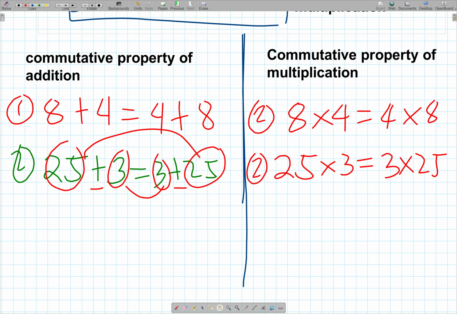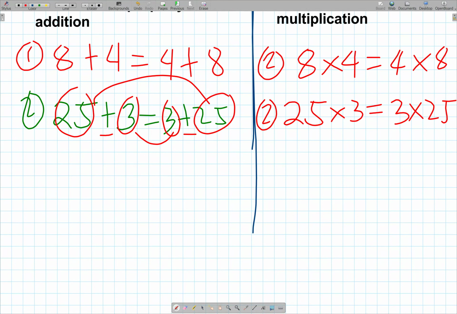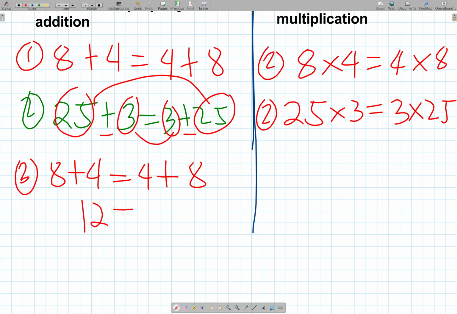O kung isosolve natin yan, di ba? Example number 1, let's say, 8 plus 4 equals 4 plus 8. Anong tawag sa property na to? Commutative. Ang tawag sa property na to is commutative property of addition. Diba? So, kung i-simplify natin, 8 plus 4 is 12, di ba? 12 equals 4 plus 8 is also 12. Yan. That is commutative property of addition.